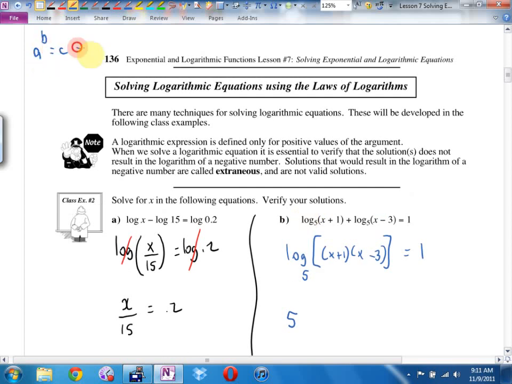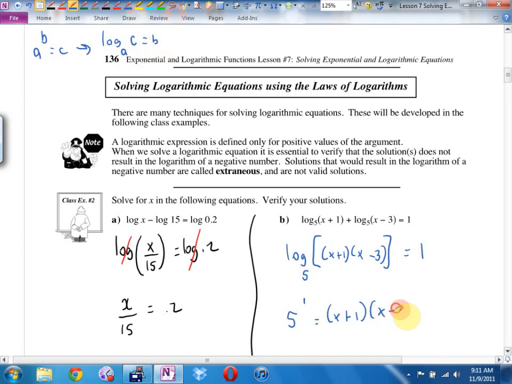Mr. Dueck, you don't know the log base a... Nice try. Of c equals b. That to that equals what's inside the log. 5 to the power of 1 equals what's inside the log.